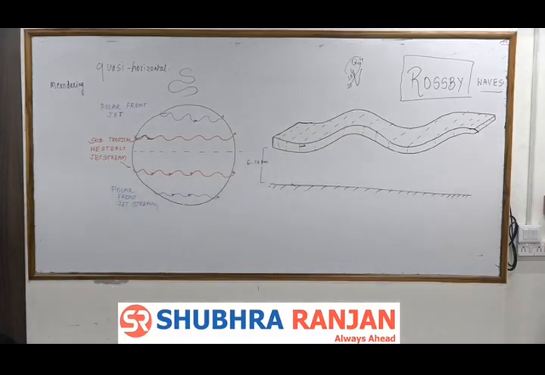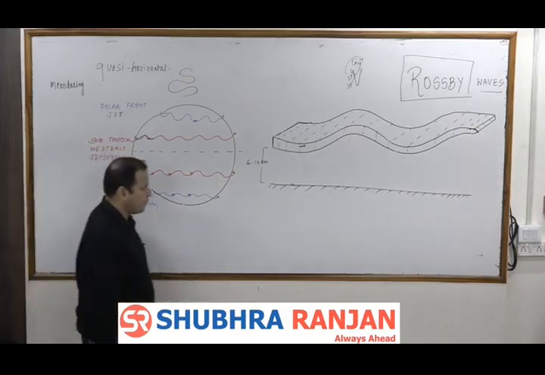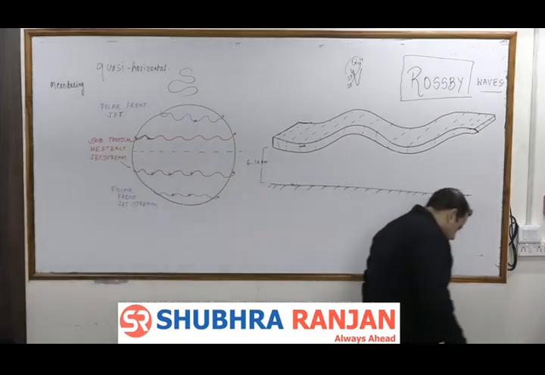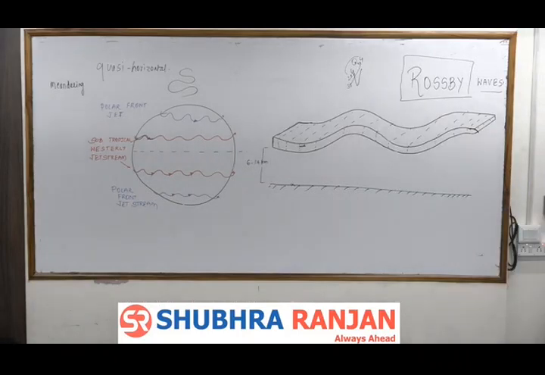The polar front jet stream is more powerful, powerful means flows with great speed, than the subtropical westerly jet stream. Can you tell me why? Temperature difference between the winds.